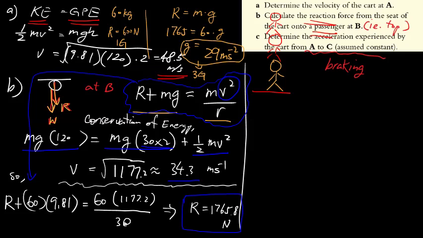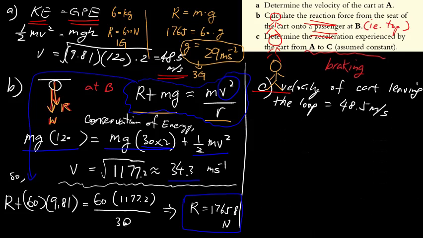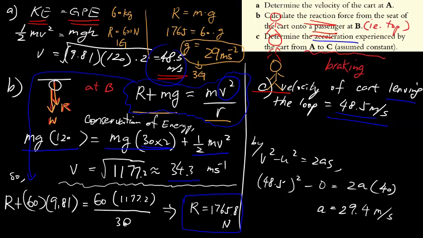Anyway, for part C, what it wants you to do is find the acceleration experienced when it's braking, from A to C. Since before you start to brake there's no friction, the velocity for leaving the loop is the same as entering the loop, which is part A. We calculated 48.5, and using that with the kinematic equation, this one, you can find the acceleration with the distance 40 from the question itself. Therefore, you find the acceleration will be 29.4.